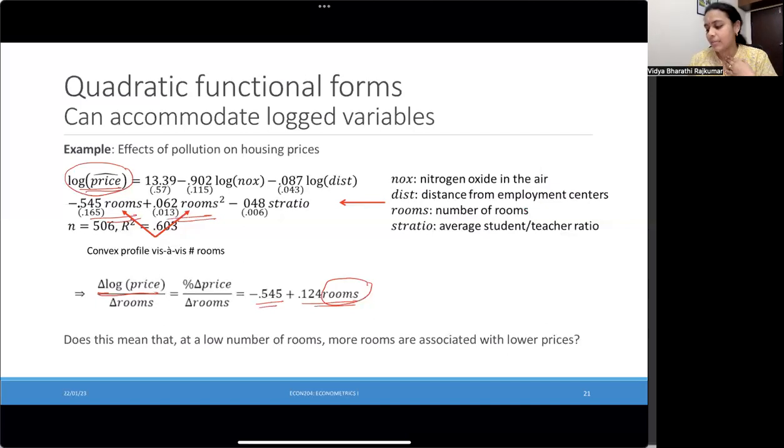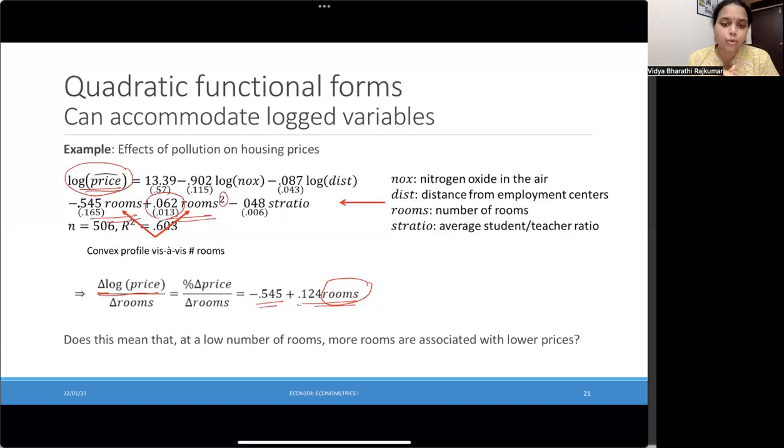So here is an example where we have something which has a convex profile. Notice that the coefficient on rooms squared is actually positive. Once you graph this number, it will start making a lot more sense. We're actually talking about the more rooms the house has, an additional room will increase the price that much more. Let me pare back what I just said.